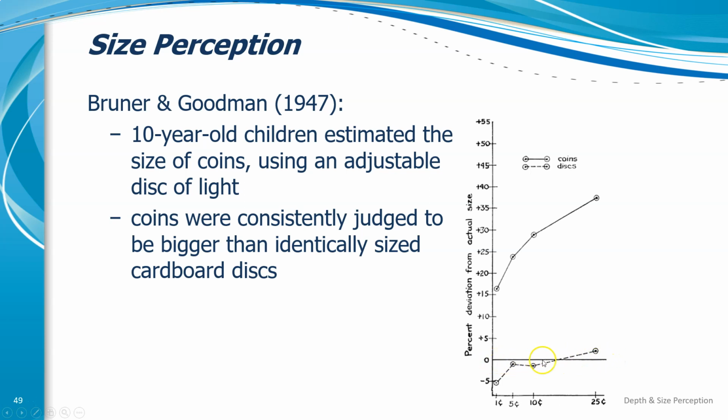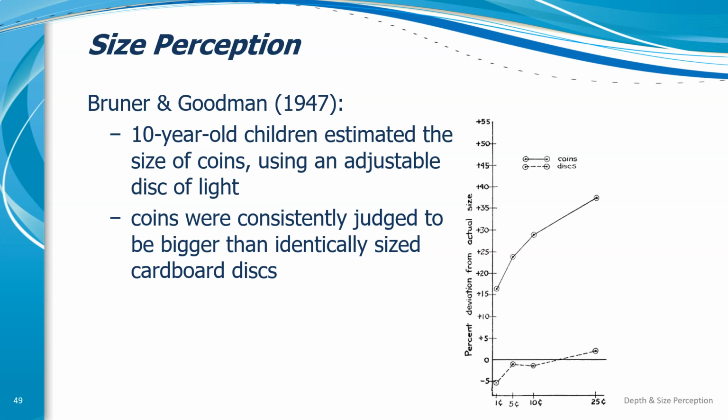0 would mean that you are bang on. You're not making it too small or too big. They're pretty close. These are the cardboard discs. Here are the coins. You can see that children are vastly overestimating the size of the coins, and it goes up depending on the denomination of the coins. So they're overestimating the size of a penny by about 16%, but a quarter is overestimated in terms of its physical size by about 37%.